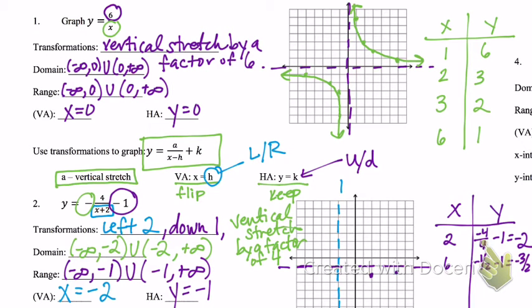So it would be about here. And we could test one more. What if we test when x equals 0? That could be a good one. So when x equals 0, I have -4 over 2, which gives me -2, minus 1, so -3. So I have 0, -3, like this. And then I can just connect the dots.